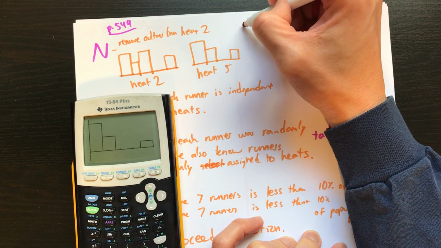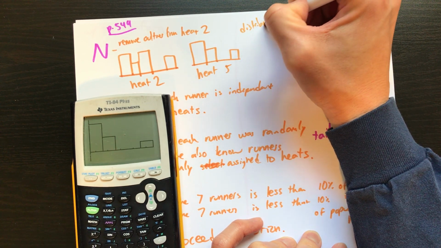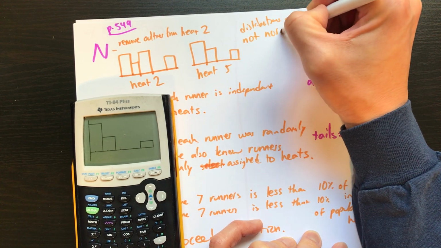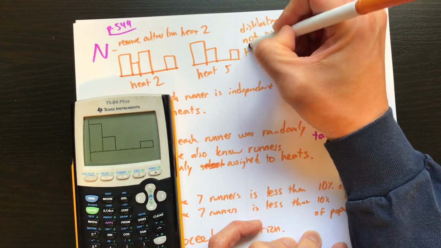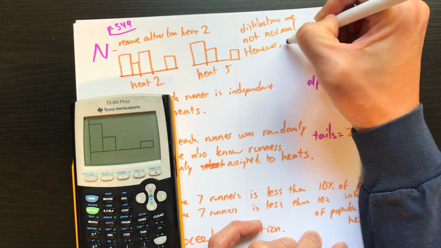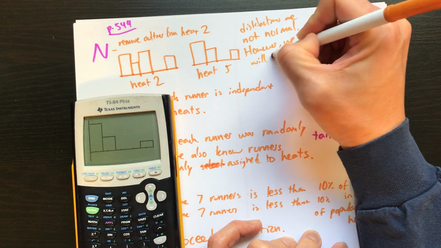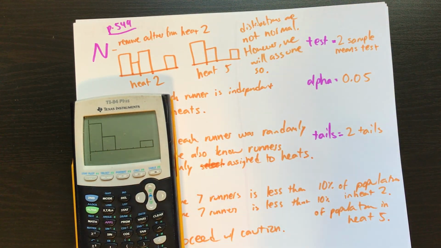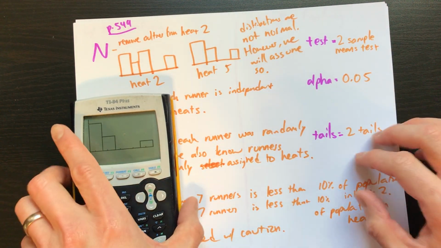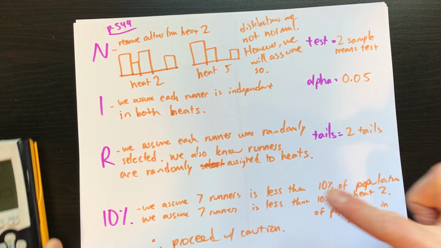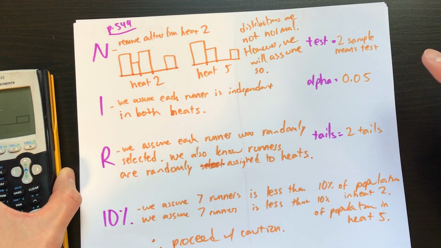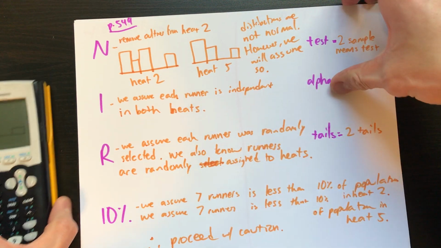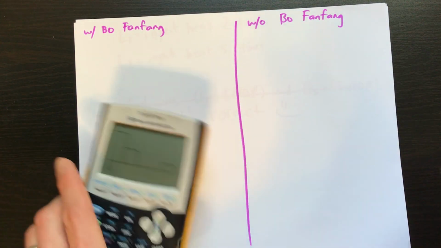So we have to say distributions are not normal. However, we will assume so, which sounds crazy, right? But that's what you need to do. You just need to state in here what, I don't want to say wrong, but what certain conditions are not met, okay? So now let's go here.